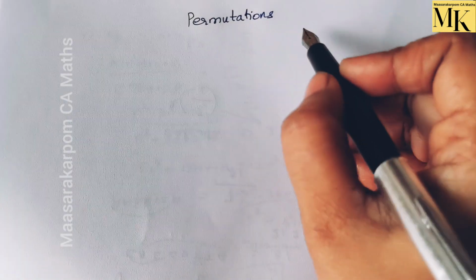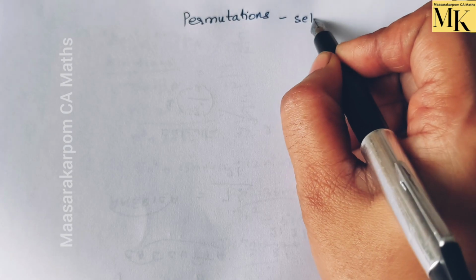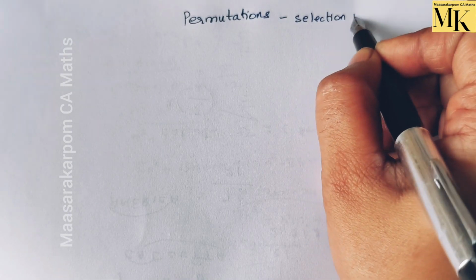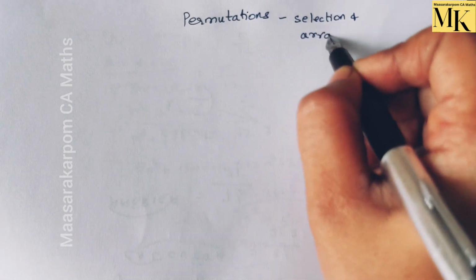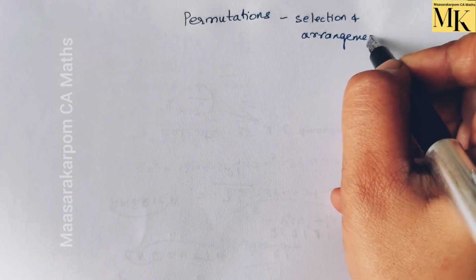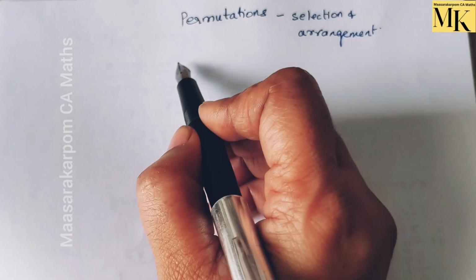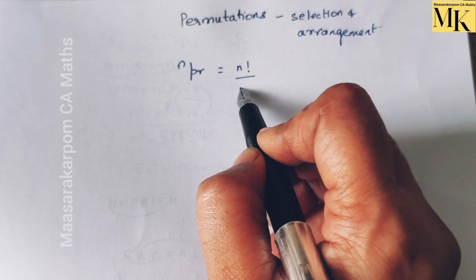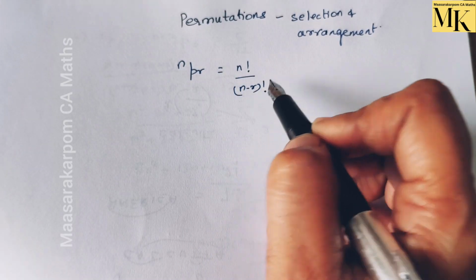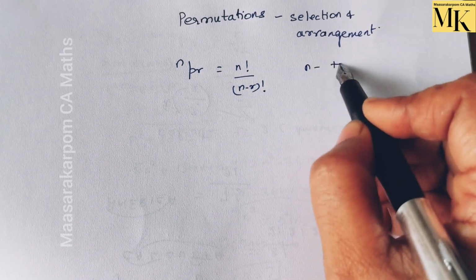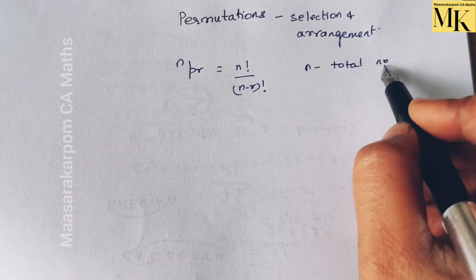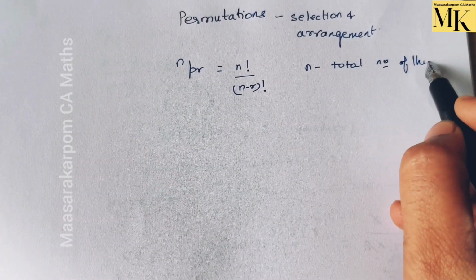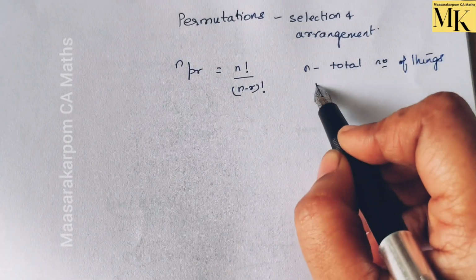In the video permutation basics and practice problems, first, the word permutation, what does it mean? It is selection and arrangement. We select something and then arrange it. It is denoted by nPr, which is equal to n factorial by n minus r factorial, where n is the total number of things and r is the number of things we select from these n things.